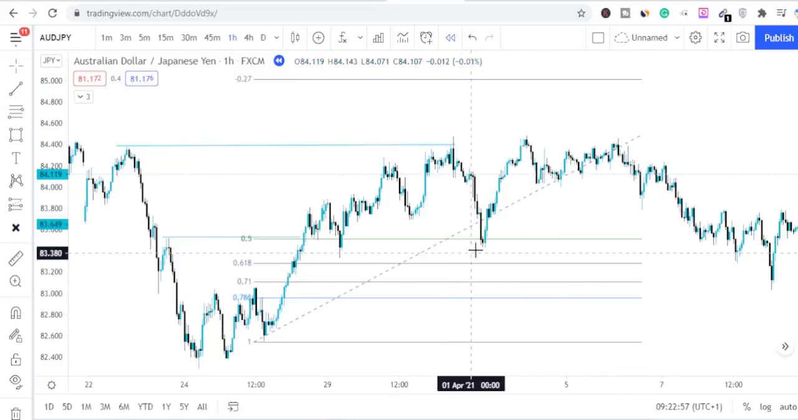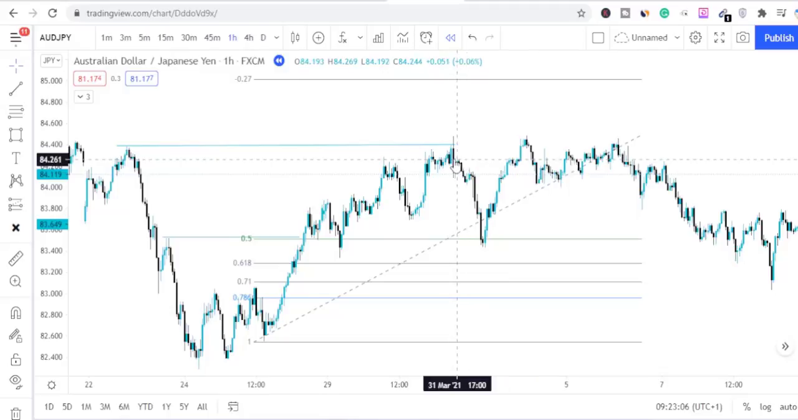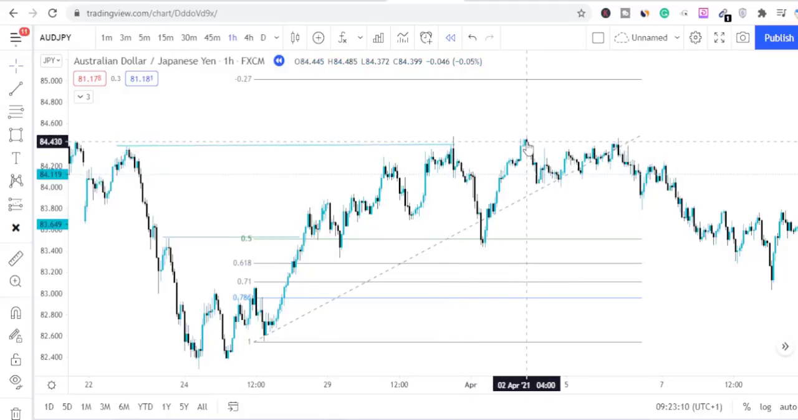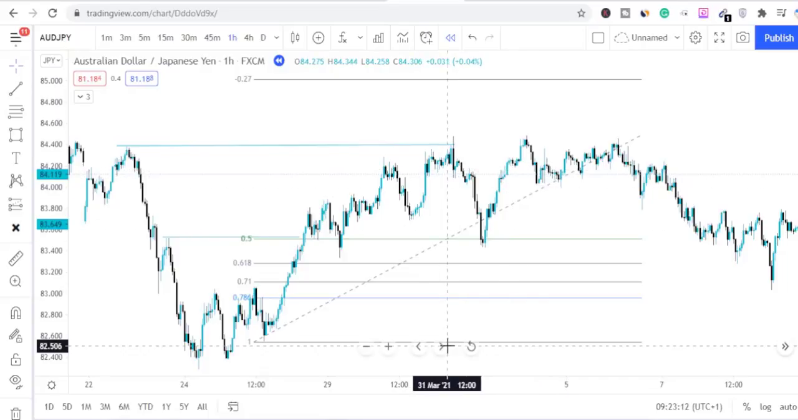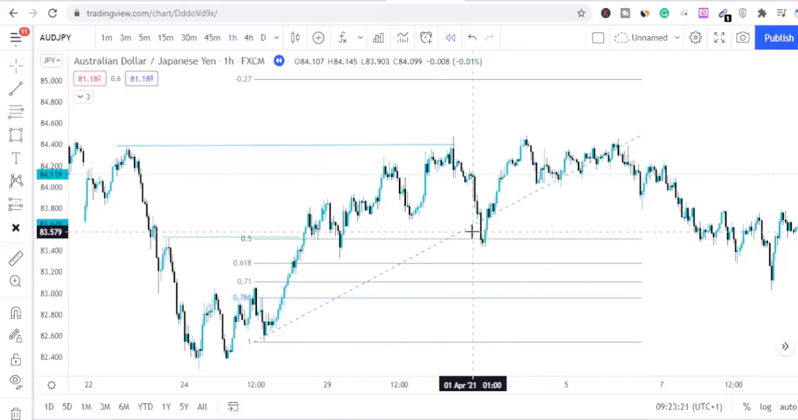So let's assume you entered right here. You would have made profits from this point where you entered to this level here, because this was the last high. This is a reasonable place to take profits, at least your first profit. Now you might want to wait for price to come down to a more discount price, but there is a downside to that.